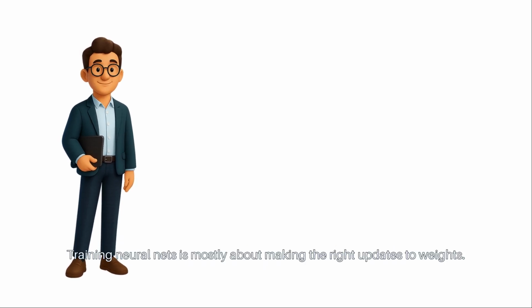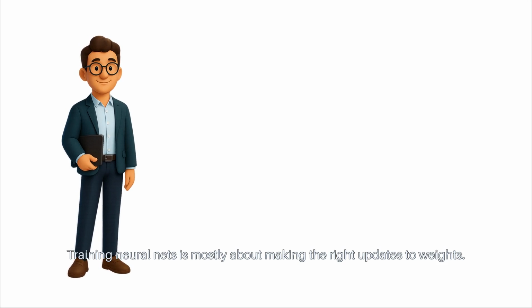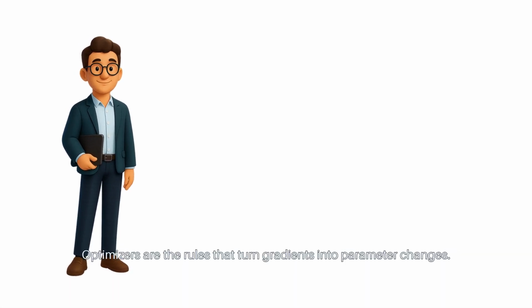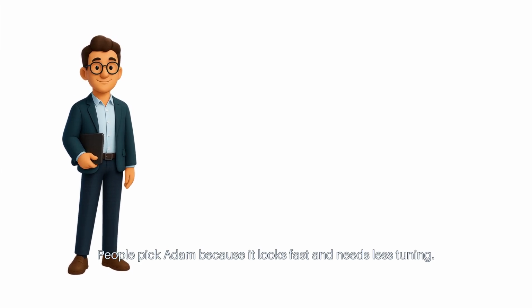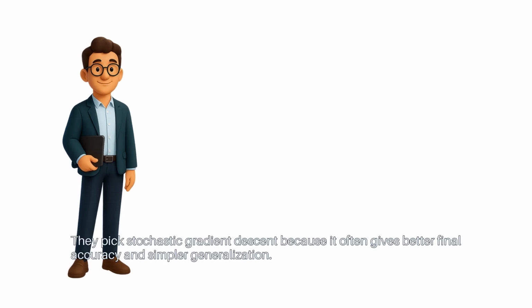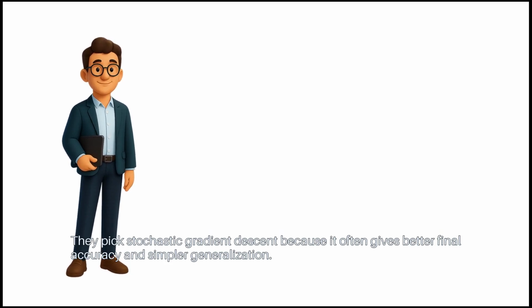I'm Professor Pi, teaching AI foundations with simple Python. Training neural nets is mostly about making the right updates to weights. Optimizers are the rules that turn gradients into parameter changes. People pick Adam because it looks fast and needs less tuning. They pick stochastic gradient descent because it often gives better final accuracy and simpler generalization.